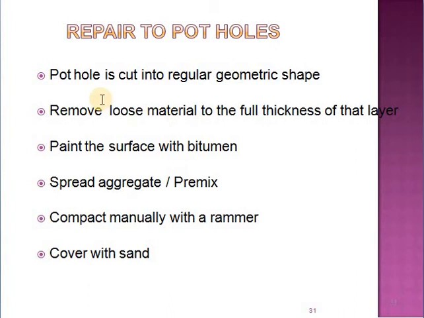So potholes, we can see, are regularly damaged roads in a round shape or any different shape. To repair, we have to cut in a regular geometric shape, a rectangle or a square. After that we have to remove the loose material up to the full thickness of that layer. And after that we have to paint the surface with bitumen. And next we have to spread the aggregate and finish, just like bitumen material. And after that we have to compact manually with a rammer, like a hand compactor machine or anything. And next we have to cover with sand. So that is the purpose of repair to the potholes.